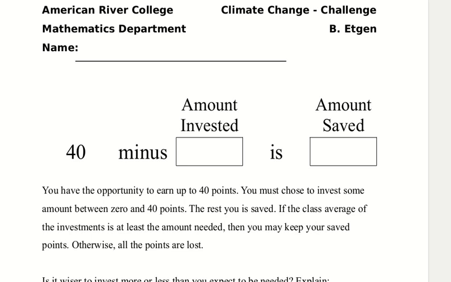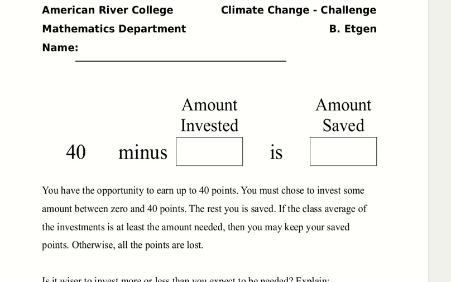The rest is saved. If the class average of the investments is at least the amount needed, then you may keep your saved points. Otherwise, all the points are lost. So basically, this is one of those questions where you don't know what the amount you need to invest is, but if you don't invest enough, then you're wiped out. So climate change is a perfect example of this. This is a question from game theory. It's an interesting question because it really isn't between you and the question. It's about the rest of the class.